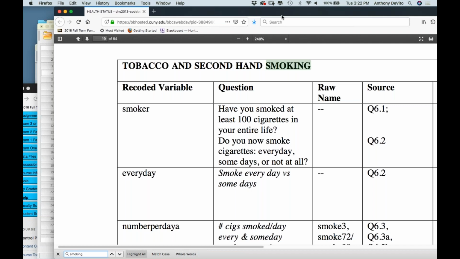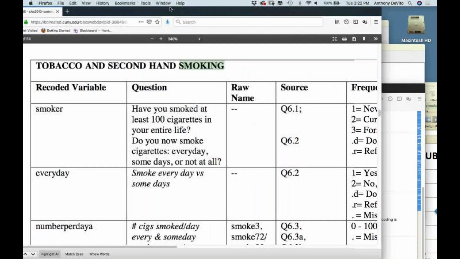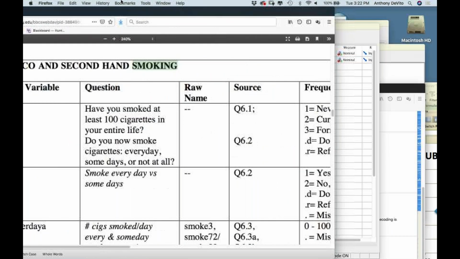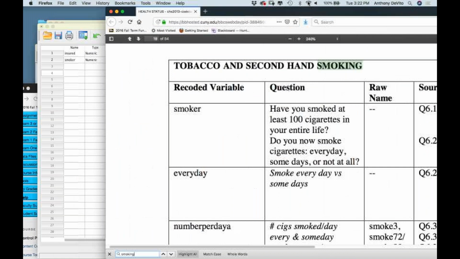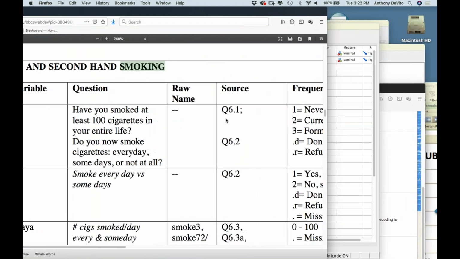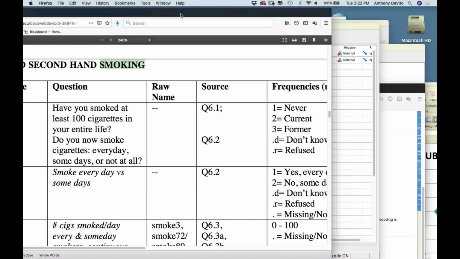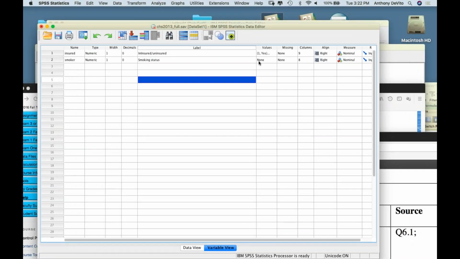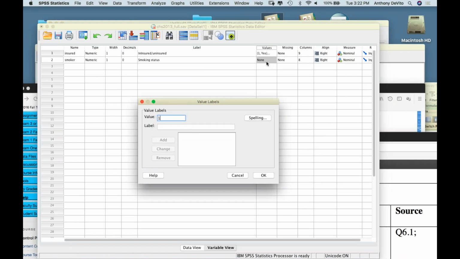Do you now smoke? Well, let me take a look at what that one is. I'm sorry I eliminated that one. Yeah, 1, 2, and 3 for current, former, and so on. Well, that's the one I got. That's the one I saved. So 1 is never smoked, 2 is current smoker, and 3 is a former smoker. So I can go in here and tell it that 1 is current smoker. Oops. 2 is never smoked. And 3 is former smoker.